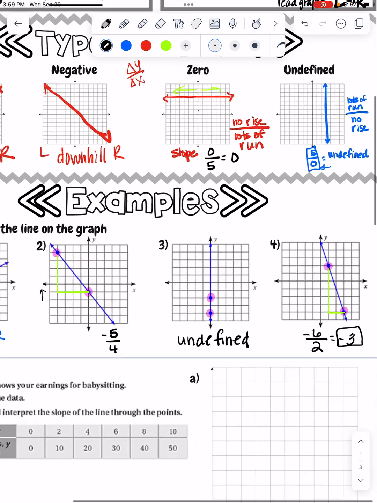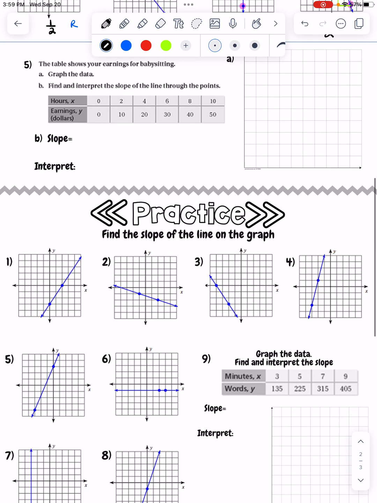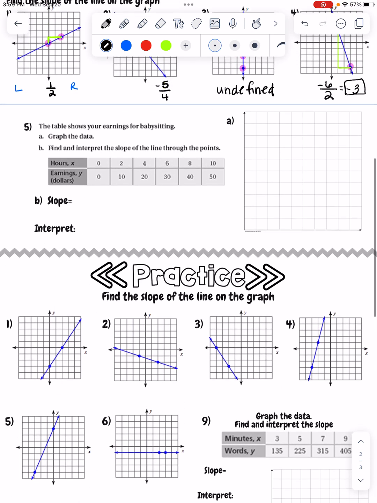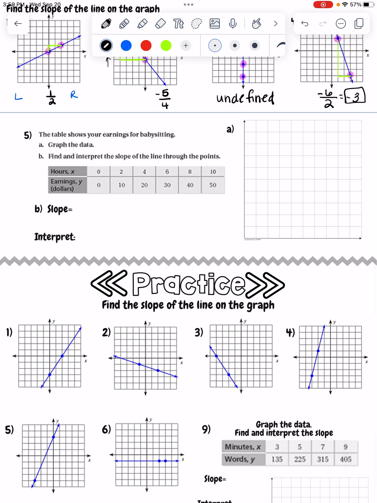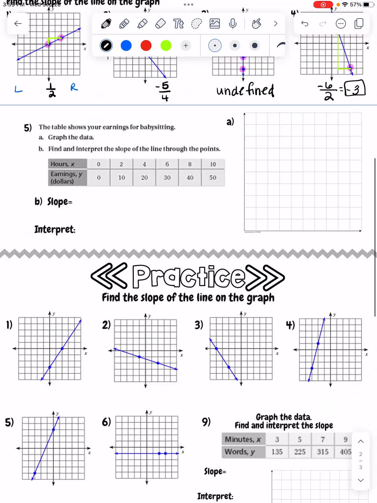If you want to pause the video and go down and do numbers 1 through 8, go ahead and do that. And then you can start the video over again and listen to my explanation of number 5, and then you can do number 9. So today you learned to look at a graph and use rise over run.